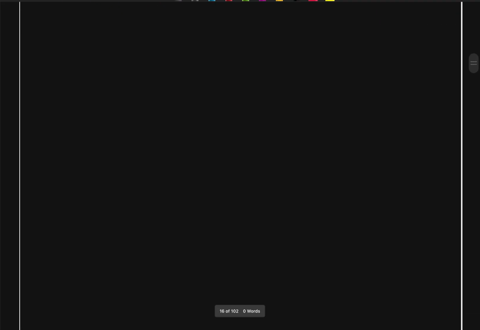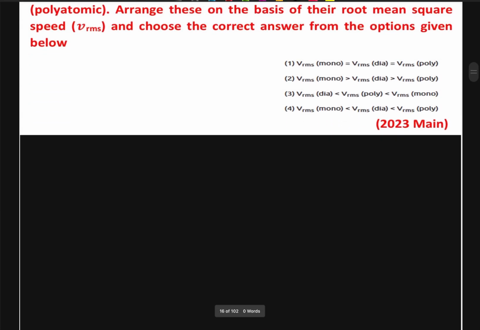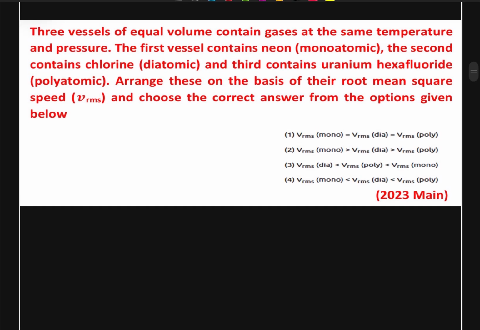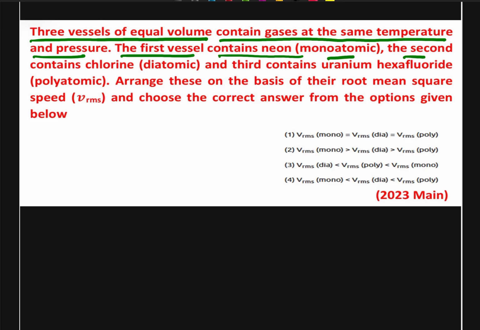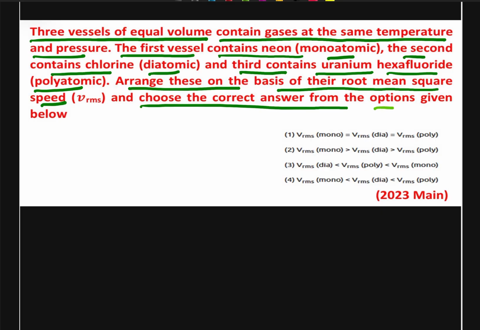Next question. It states that 3 vessels of equal volume contain gases at the same temperature and pressure. The first vessel contains neon, which is monatomic. The second contains chlorine, diatomic, and the third contains uranium hexafluoride, which is polyatomic. Arrange these on the basis of their r.m.s speeds. Choose the correct answer from the options given.